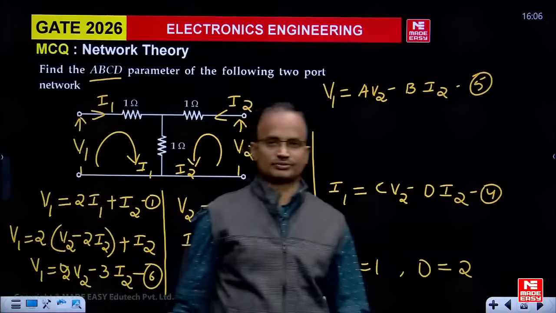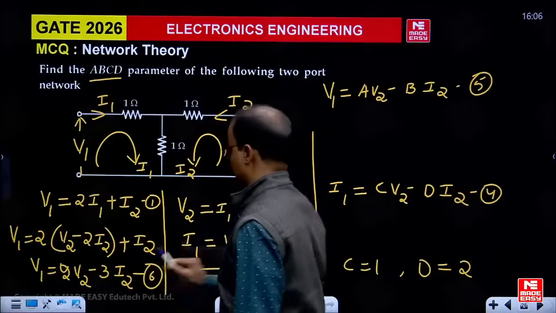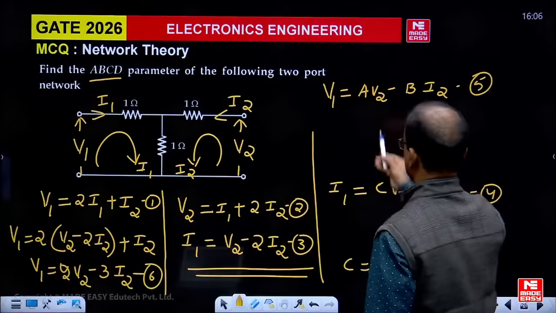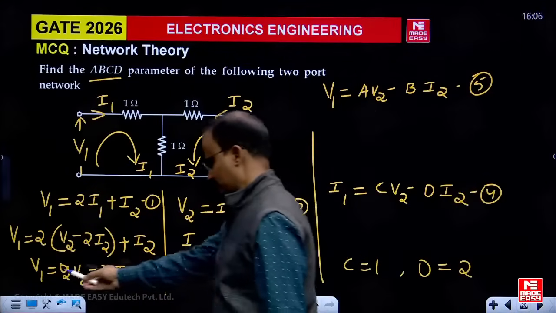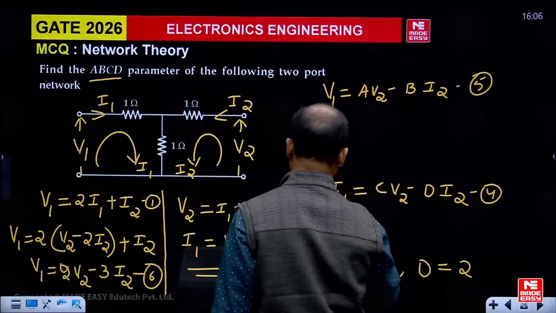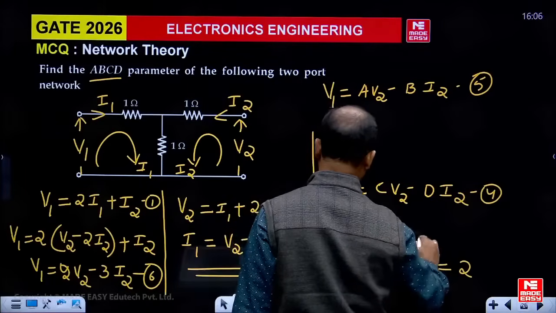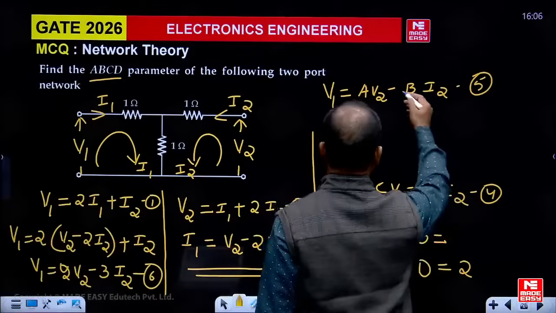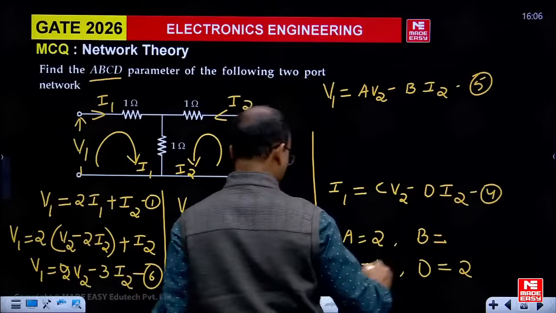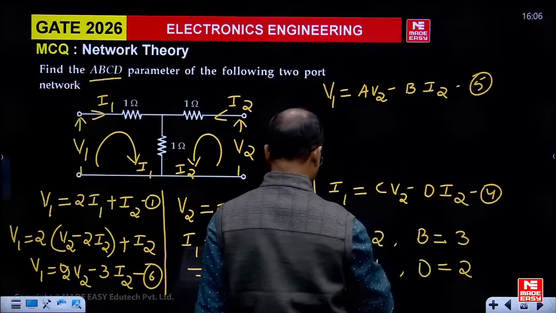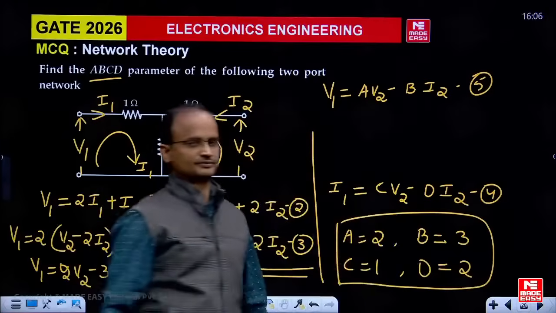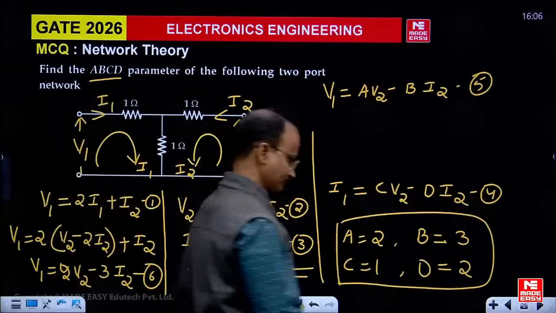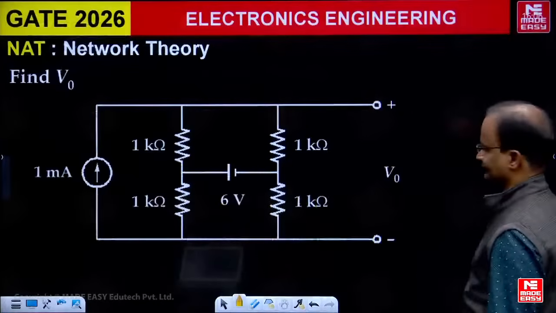Now let us compare the coefficients of equation 6 and equation 5. The V2 coefficient is A, but the V2 coefficient here is 2. That means A is equal to 2. Come to B. Now if we compare the coefficients, B equals 3. Now these are the ABCD parameters for the given network. Okay. Come to the other one.